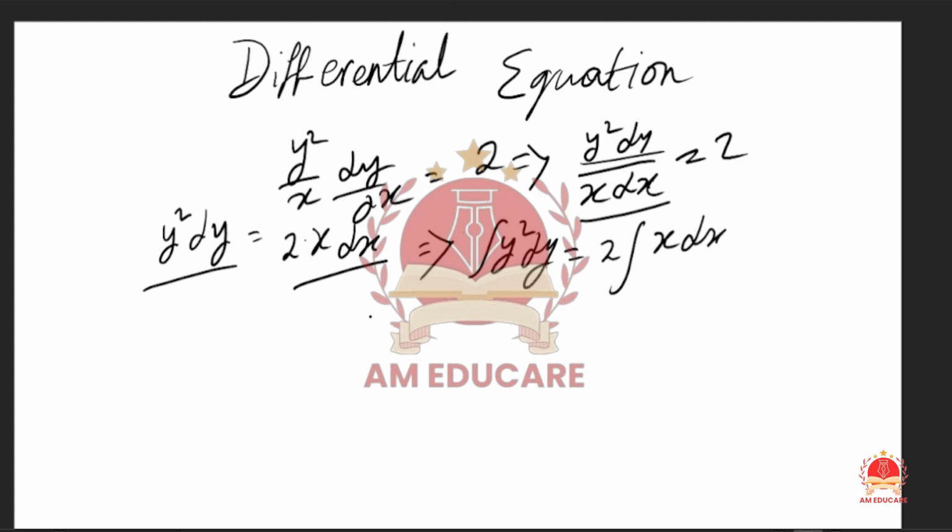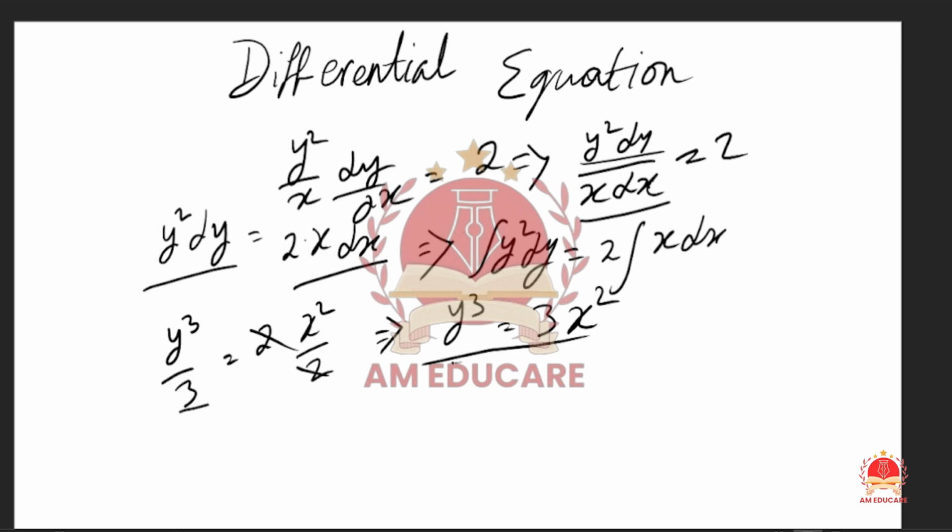Their solution will be y cubed by 3 equals 2 x squared by 2. 2 and 2 will cancel each other, and we get, wait a second, here we have a 3 in the denominator on the LHS. Let's also cross multiply it. So, after this cancelling and cross multiplication, what do we get? We get y cubed equals 3x squared. So this will be the solution for this differential equation.